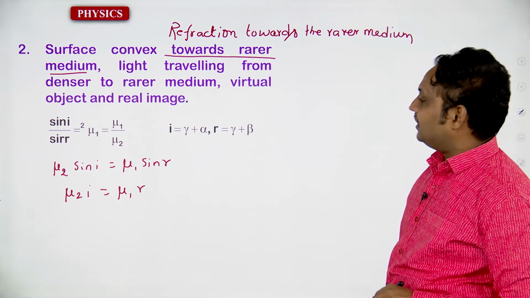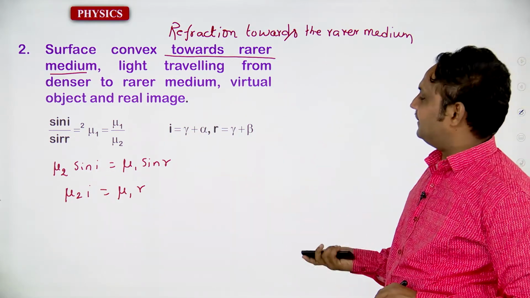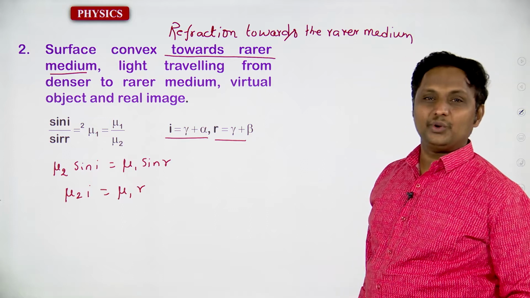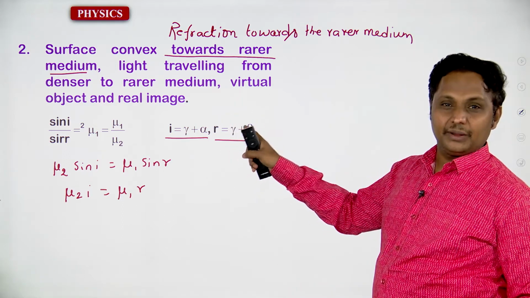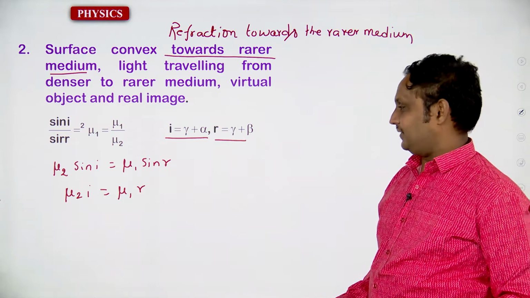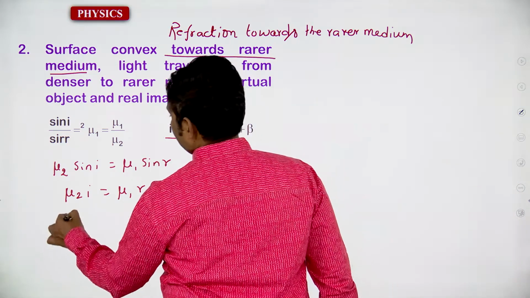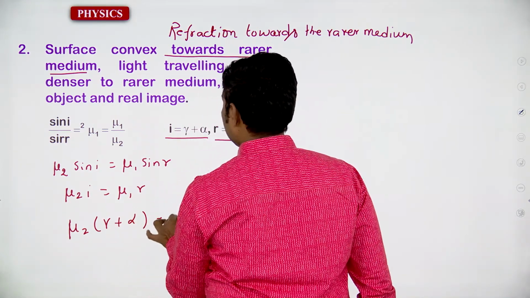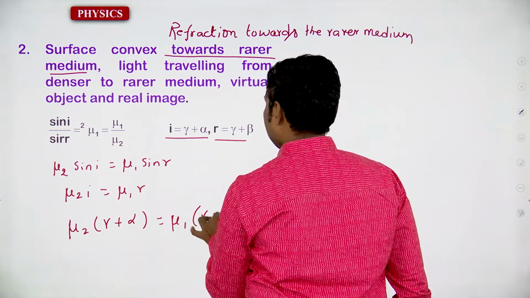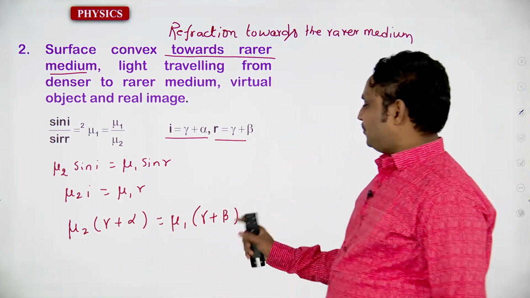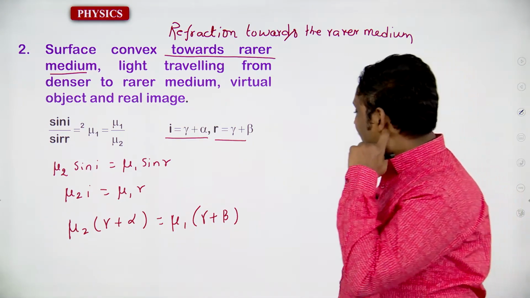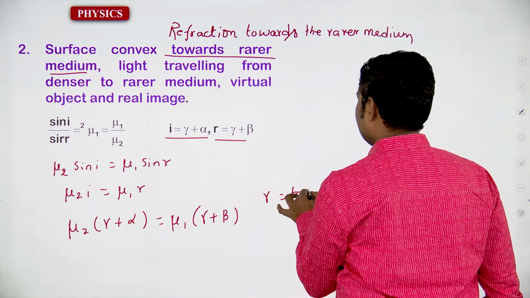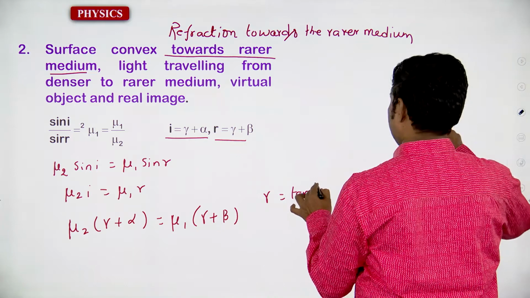Yes, we have to consider that I and R are going to be small, and you will get this one. This is obtained from the properties of triangles. We have to consider the triangles and their properties, and we will get that easily. You have to substitute: that is going to be mu 2 into gamma plus alpha is equal to mu 1 into gamma plus beta. Whenever you need it, just substitute. You have to consider alpha is equal to tan alpha, gamma equal to tan gamma.